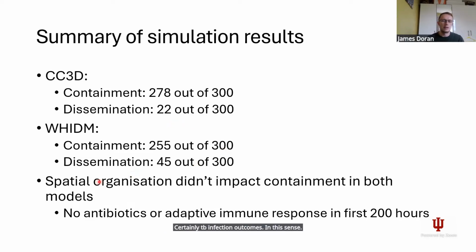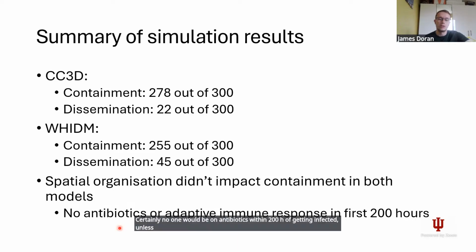An interesting finding from this project was that for the first 200 hours, it doesn't appear that spatial organization was important in determining whether or not containment occurred. Our understanding is that this is largely because in the first 200 hours, we do not model antibiotics treatment. Typically, when someone is sick with active TB, the diagnosis does not tend to occur until, at the very least, 1 to 2 weeks after their initial infection. And for some individuals, this can be many months later. So certainly, no one would be on antibiotics within 200 hours of getting infected unless they were extremely fortunate.